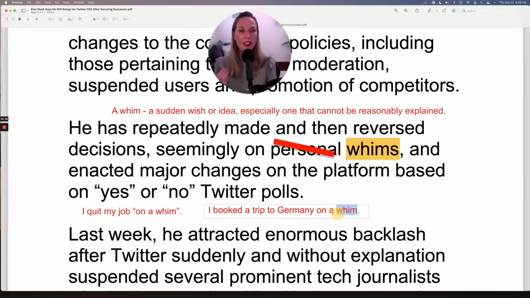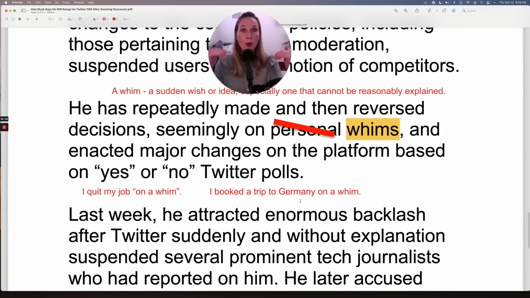So I think it's a really great expression. So remember, you do an action and then you can add on a whim. Try one in the comment section.